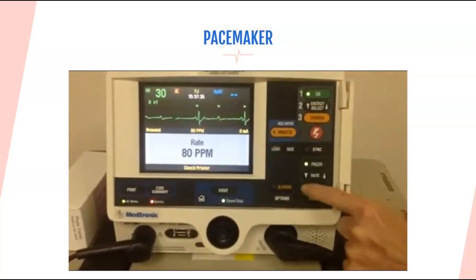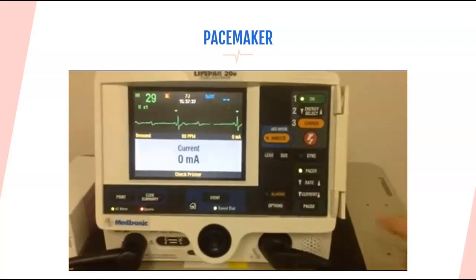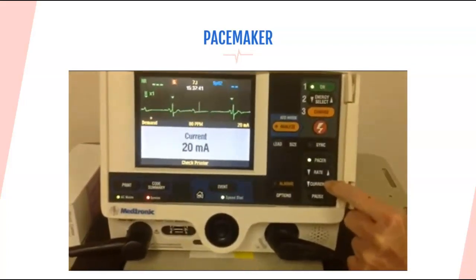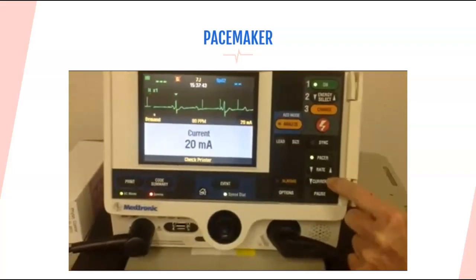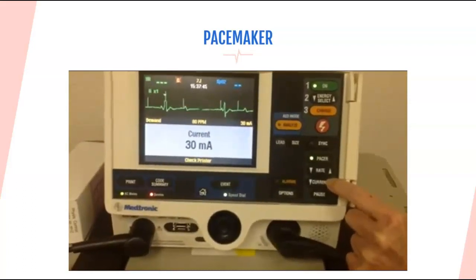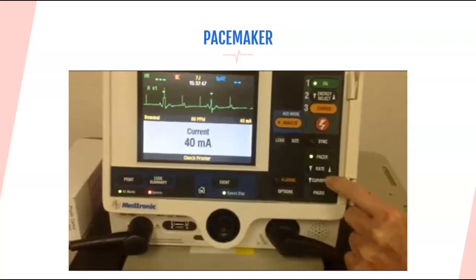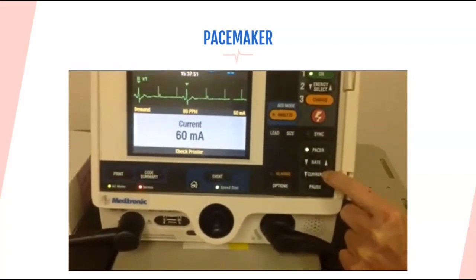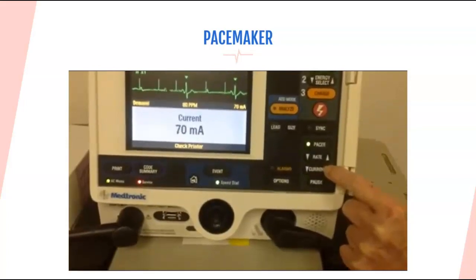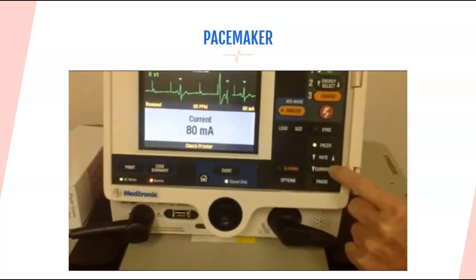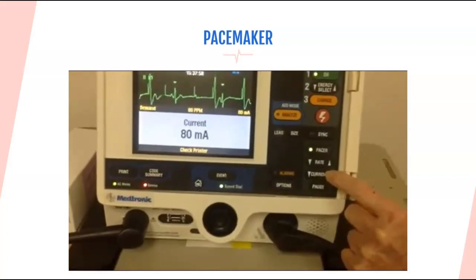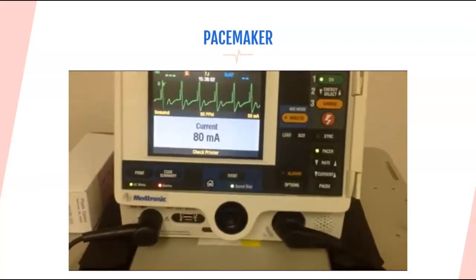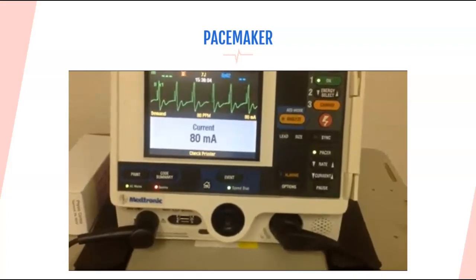So go ahead and let's start increasing our current. And what you're looking for is a pacer spike to appear. And then there are some pacer spikes, and now what we're looking to see is we want to see a corresponding QRS complex after that pacer spike on each spike. We're going to keep increasing that current until we see a pacer spike followed by a QRS complex. And this is what they refer to as capture.